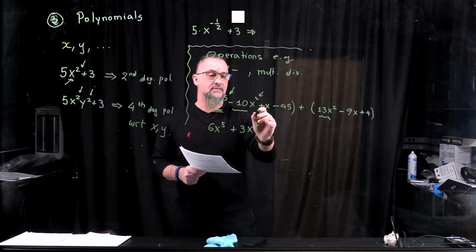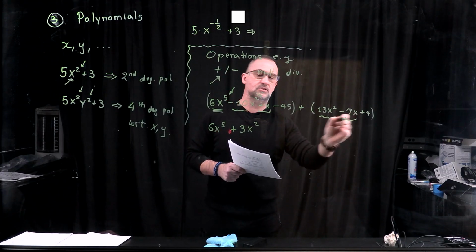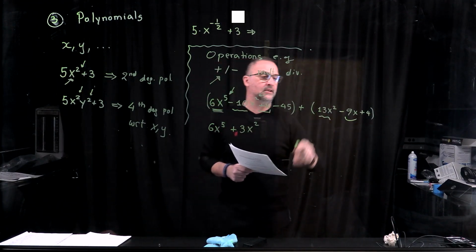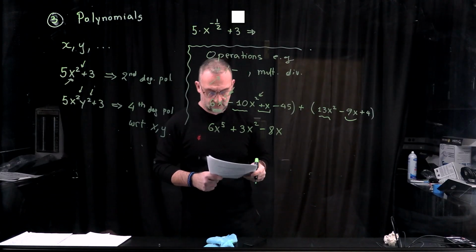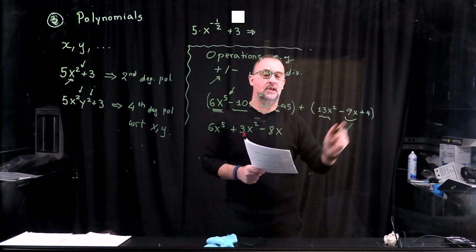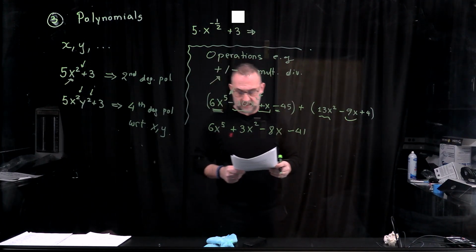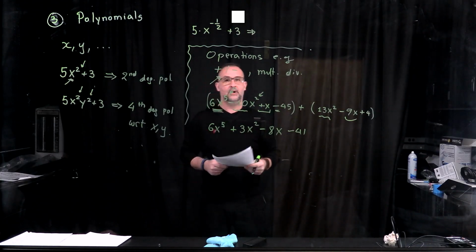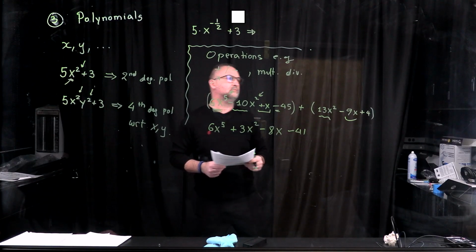And what else now? The next order is x to the power of 1, or just x. You got 1 here, minus 9 here, so you end up with minus 8 x's, and the numbers are just numbers. Negative here, plus here, so we get negative 41. And this is the operation for addition and subtraction.